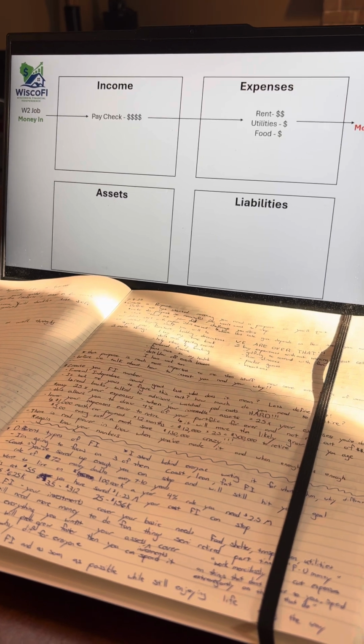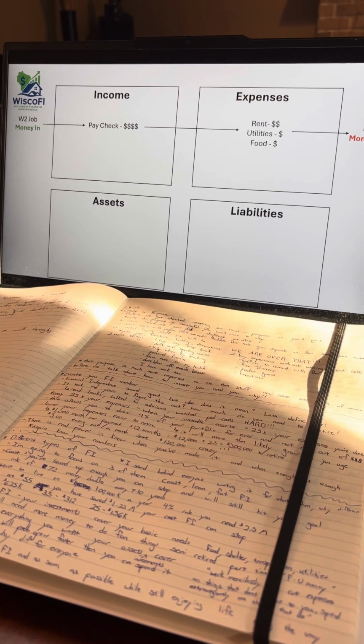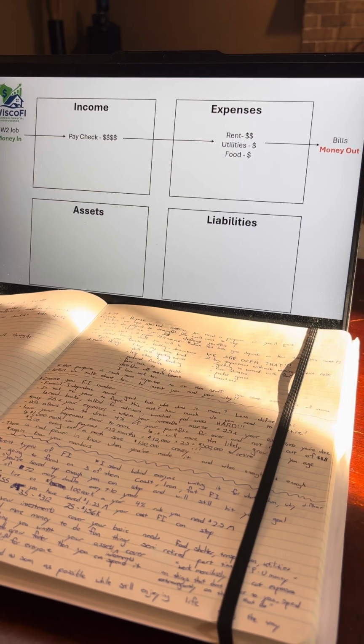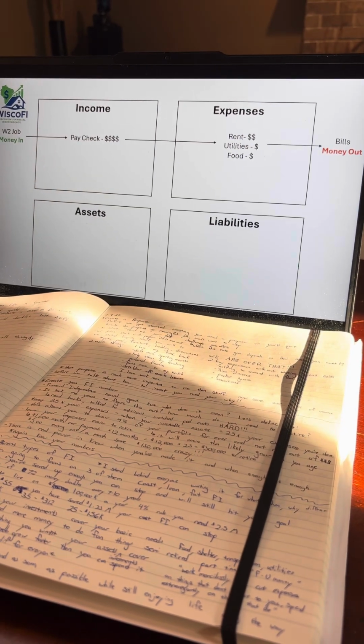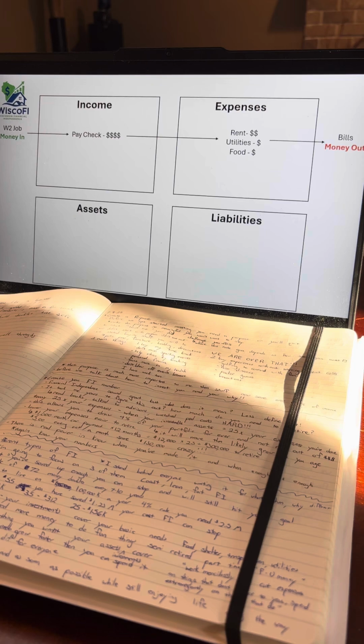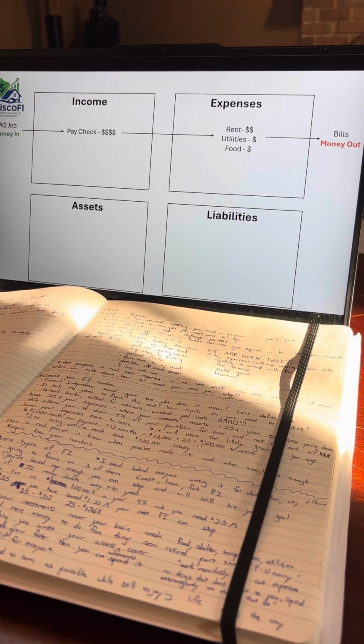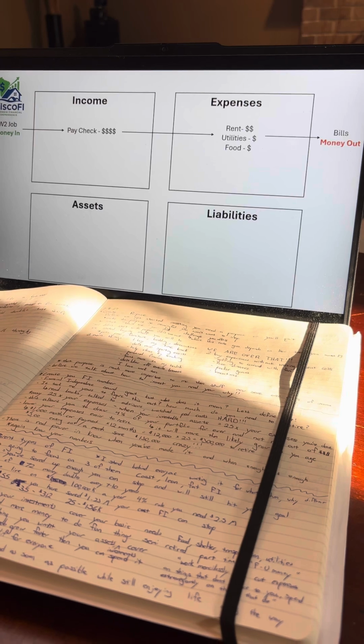After you get that income, we're going to go over to expenses. I've got very basic expenses: rent, utilities, and food. What I want you to focus on is the paycheck equals $4 signs. The expenses are $4 signs. We paid the bills. All the money is gone.